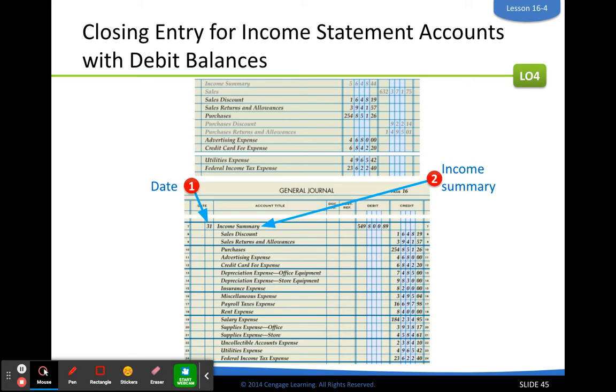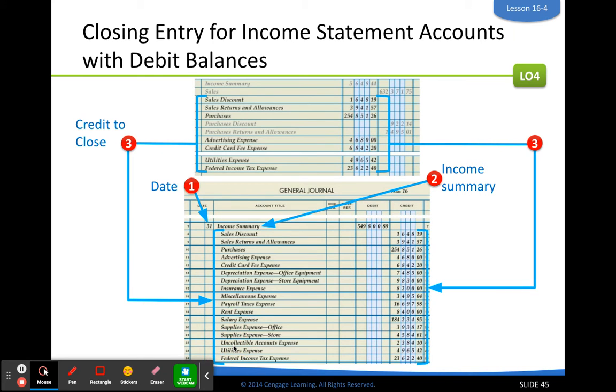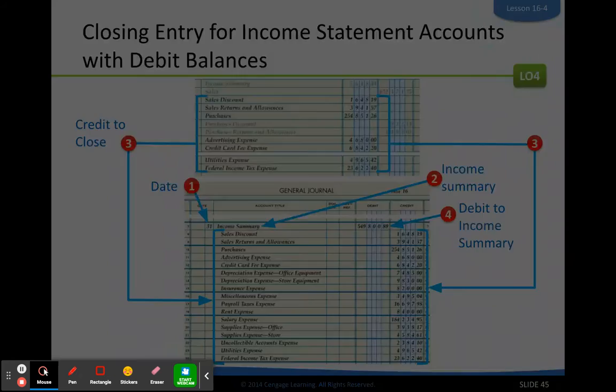So to close out all of the balances here that have debit balances, you could see an example of some of them up here. To zero those out, we need to credit them in our closing entry. So we'll credit all of our debit accounts and then debit income summary for the total. So that is our second closing entry for the debit balances on the income statement.